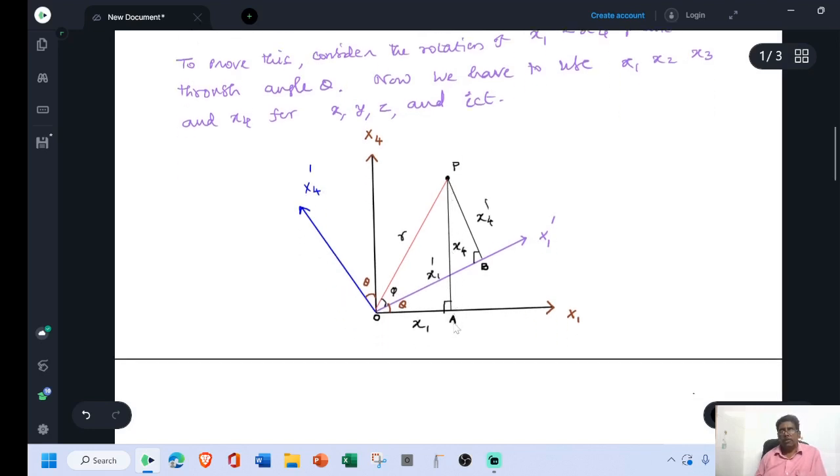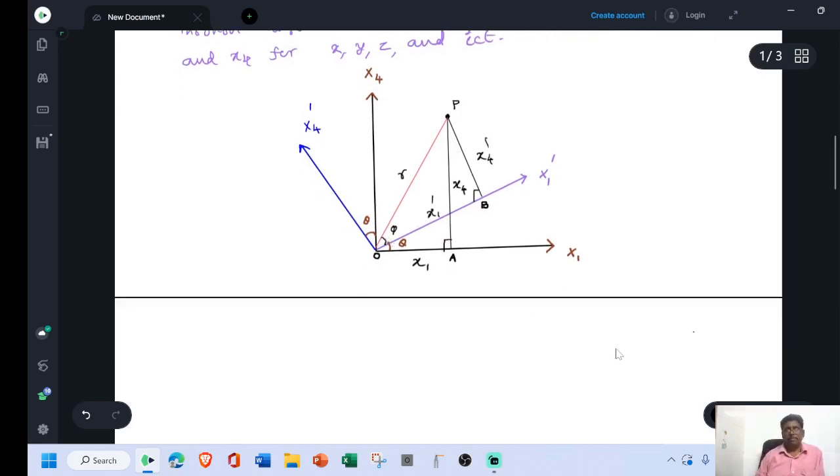Here, this is our x4, this is x4 dash. OA is our x1, then OB is our x1 dash. Now take this triangle POB. Consider right triangle POB. Here the angle is phi.